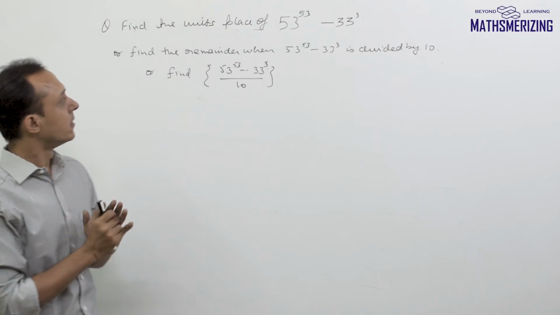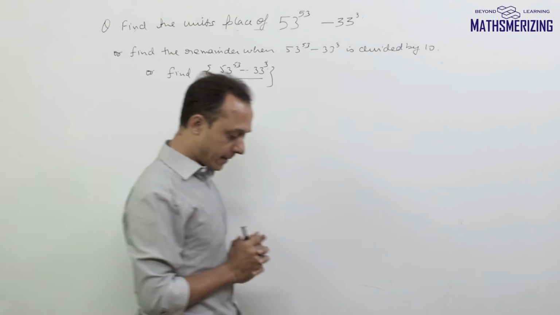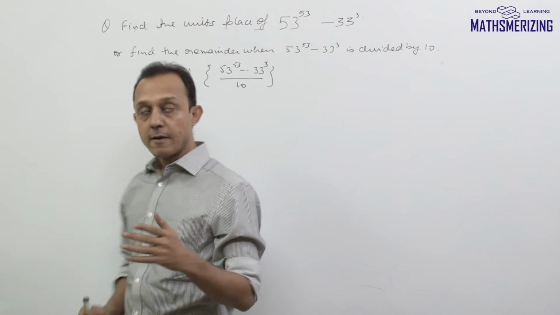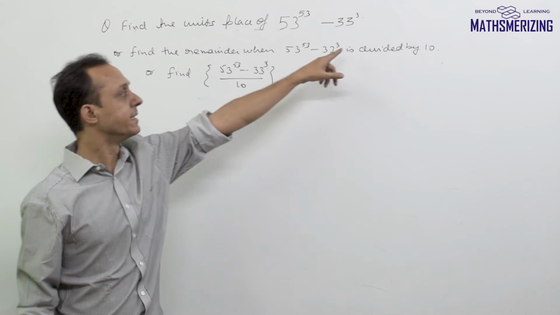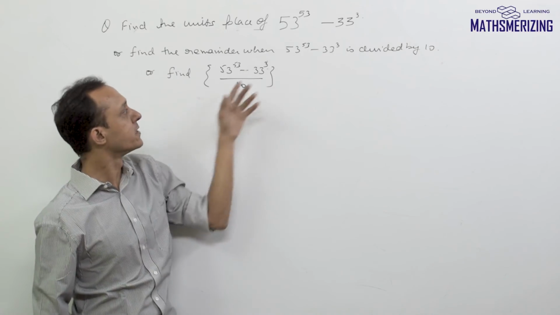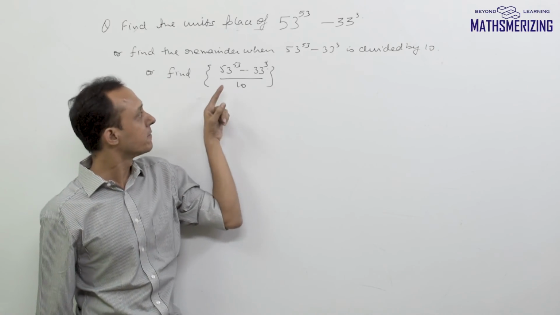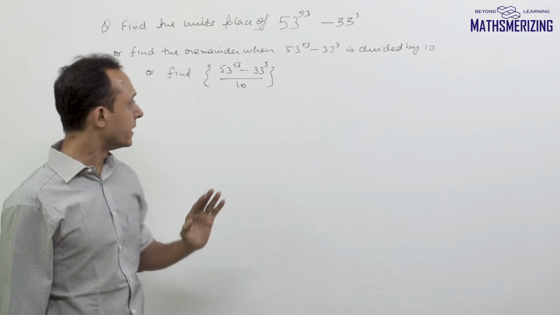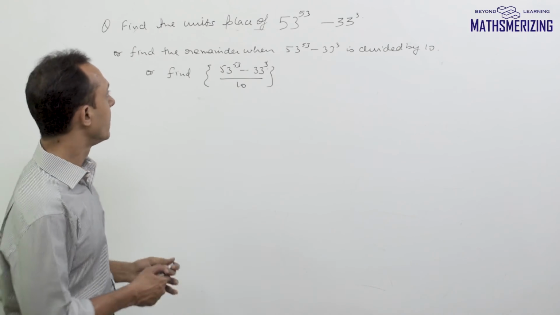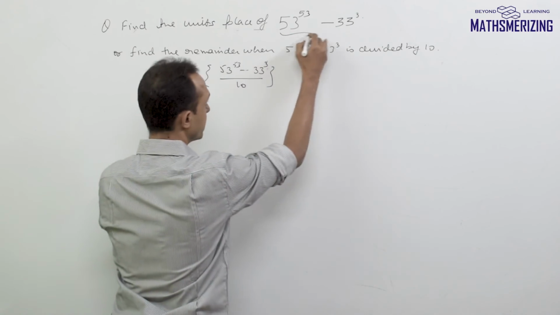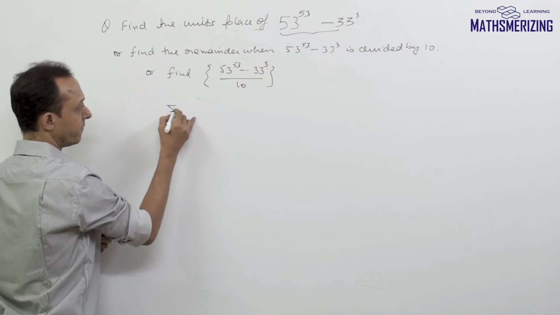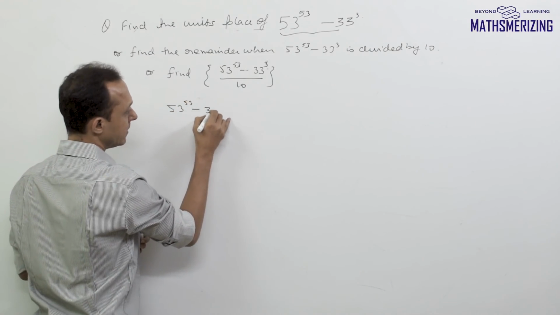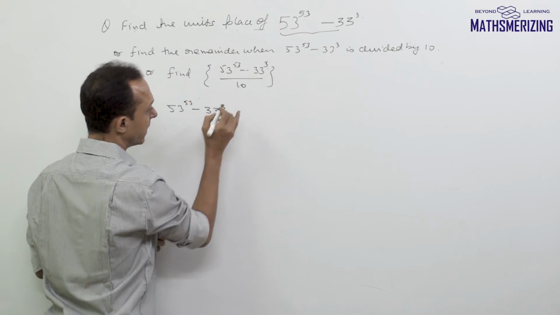Find the units place of 53 to the power 53 minus 33 to the power 3, or I can say that find the remainder when this expression is divided by 10. And similar question can be, find the fractional part of 53 to the power 53 minus 33 to the power 3 divided by 10. Now I'll start with this expression, which is 53 to the power 53 and minus 33 to the power 3.